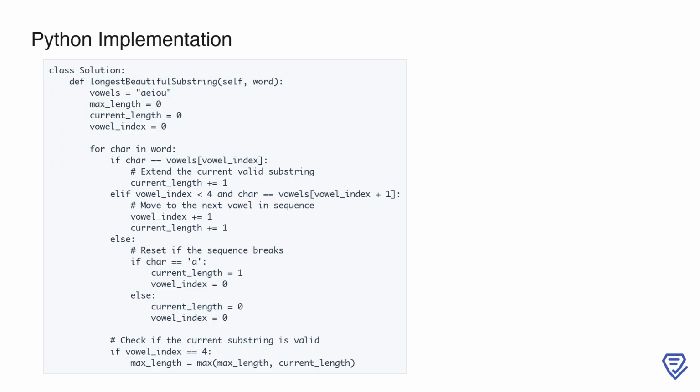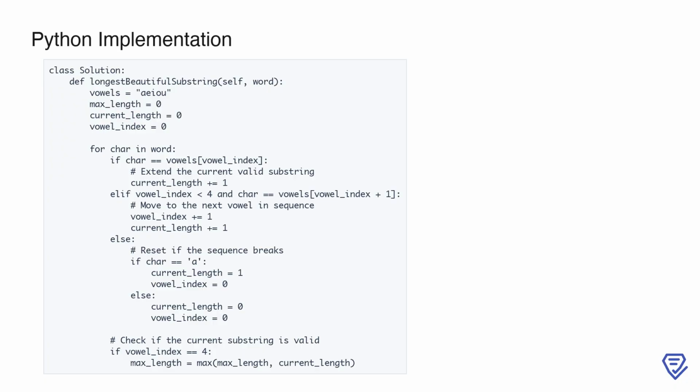If the current character matches the vowel at the current vowel_index, we extend the length of the current valid substring by incrementing current_length. If the character matches the next vowel in sequence, indicated by vowel_index + 1, we advance the vowel_index and also increment current_length. However, if neither condition is met, it means the sequence is broken.